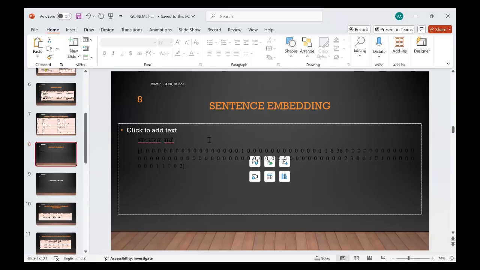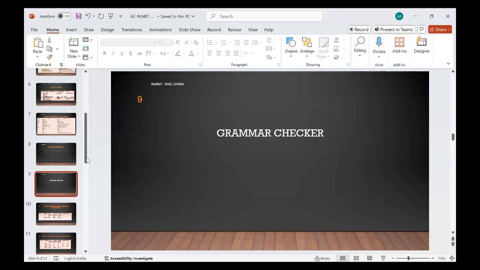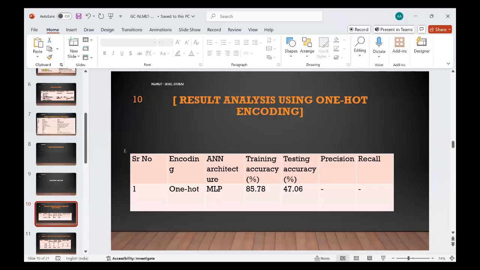The sentence is I'm going to Bajar, meaning I'm going to the market. That whole sentence is embedded in this way. Now we have used this for the grammar checker. Initially we used one hot encoding and an MLP was implemented. The training accuracy is quite okay, but still low, and the testing accuracy is completely deteriorating.